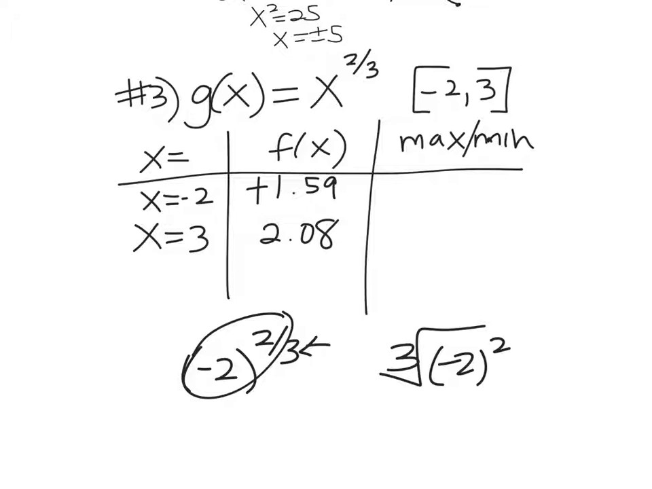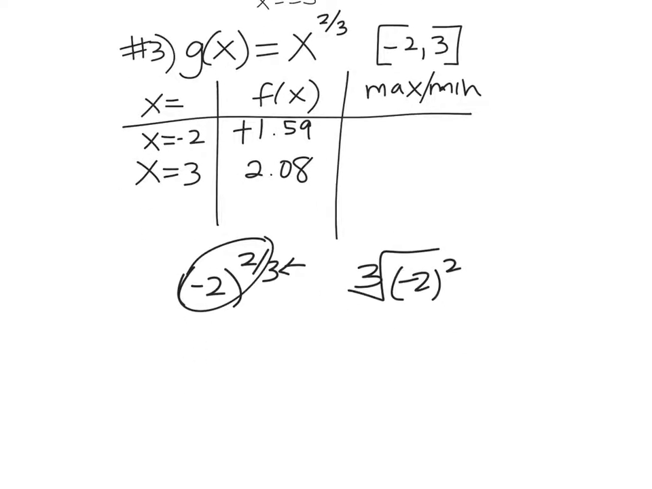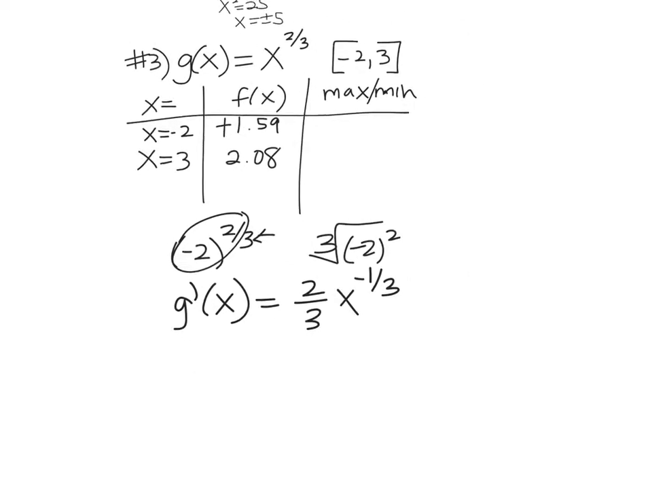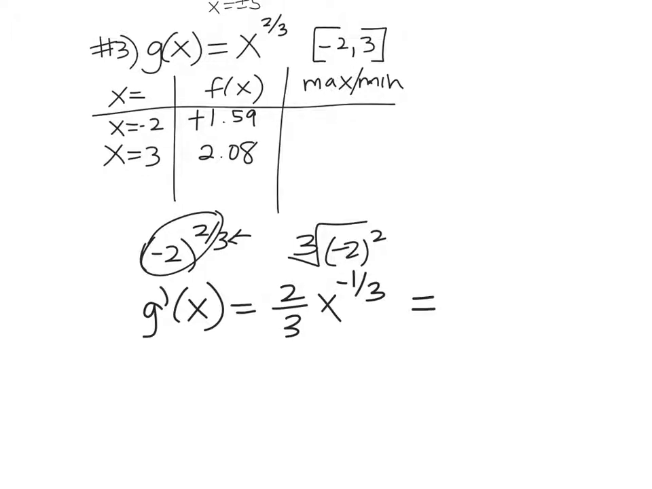Okay, and now let's take the derivative. Are you ready for the derivative? Because it's ugly. G prime of x is equal to 2/3 x to the negative 1/3. Good. All right, so this is 2 over 3 cube root of x. All right, so this doesn't equal 0 ever, right? Because in order to have a fraction equal 0, you need to have 0 up top. It doesn't. But this is undefined.